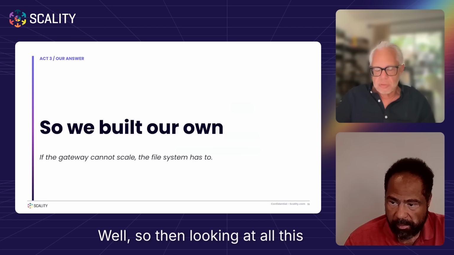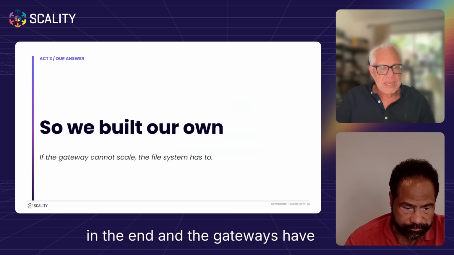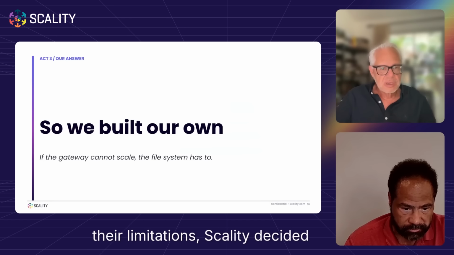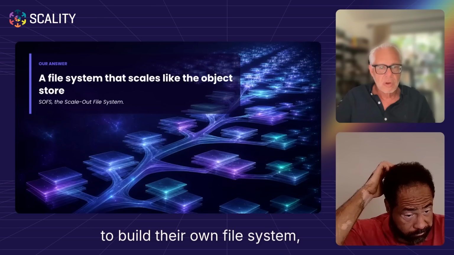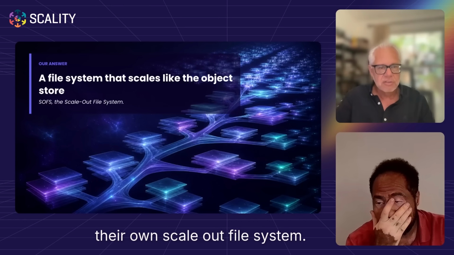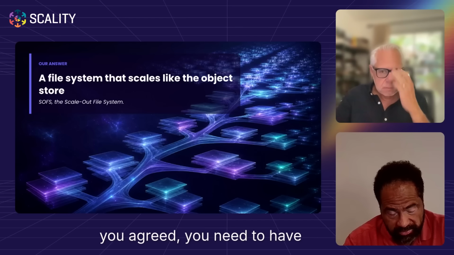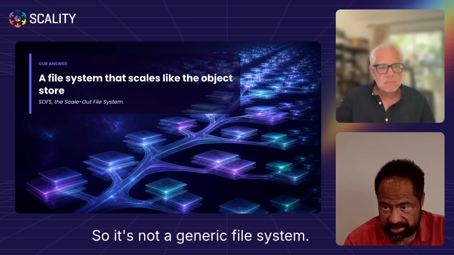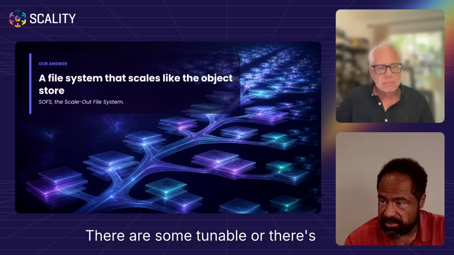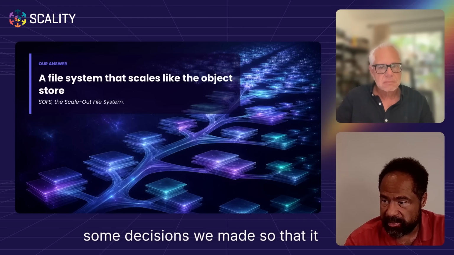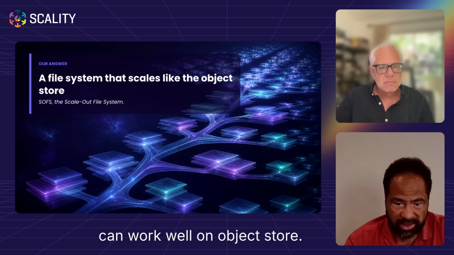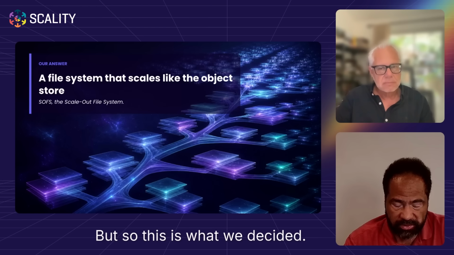Yeah. So then looking at all this, and the gateways have their limitations, Scality decided to build their own scale-out file system. Maybe worth a few words on that. Yeah. As I said earlier, and you agreed, you need to have compromise. So it's not a generic file system. There are some decisions we made so that it can work well on an object store. This is what we decided.